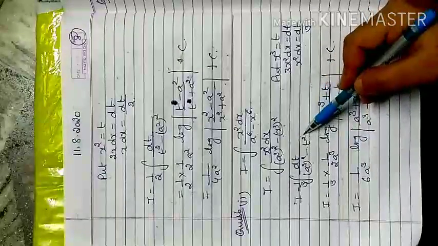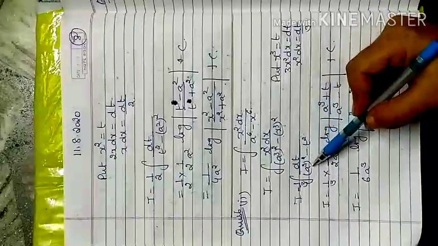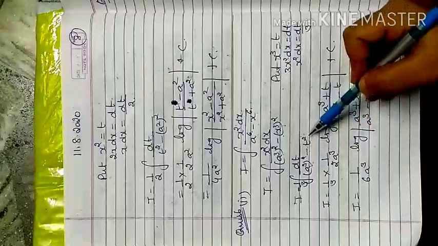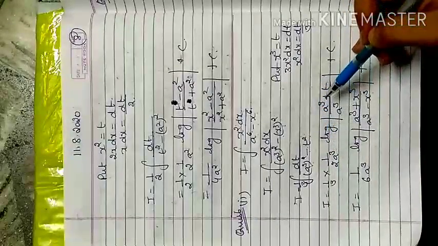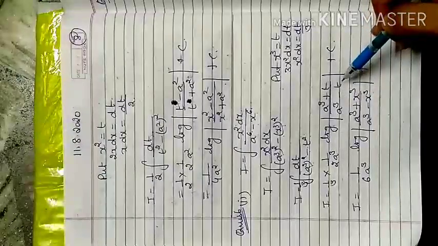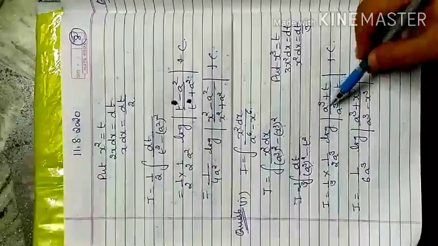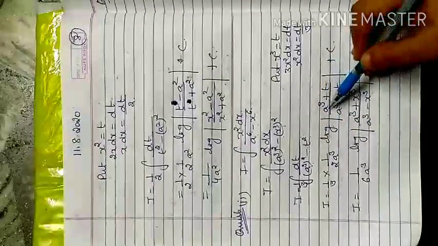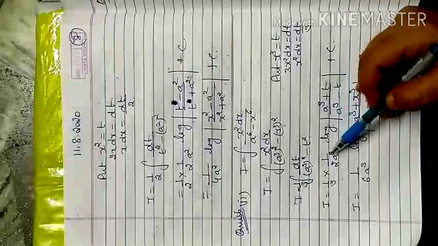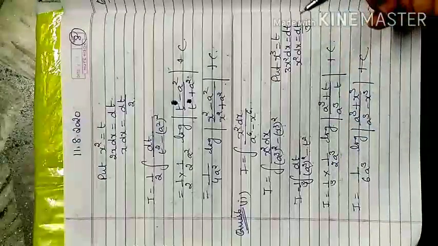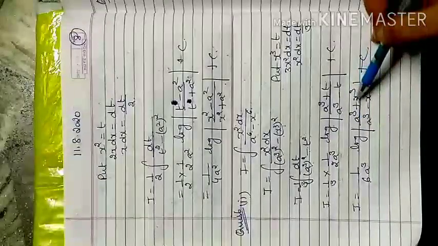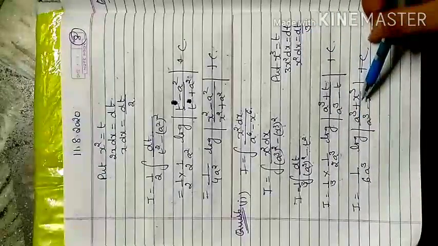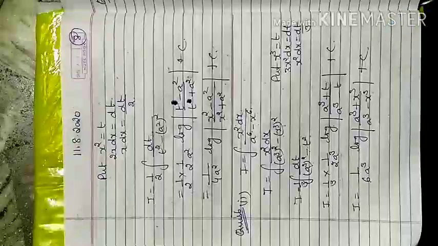Here only this is t square, so that is the form of a square minus x square, and a square minus x square formula is 1 by 2a log of (a plus x) upon (a minus x). So in place of a there is a cube, and in place of x there is t, so a cube plus t, a cube minus t, and 2a is 2 a cube, 1 by 3 is already outside, so that becomes 1 by 6 a cube log of a cube plus, now t replaces back to x cube, a cube plus x cube, a cube minus x cube plus c is your required answer.